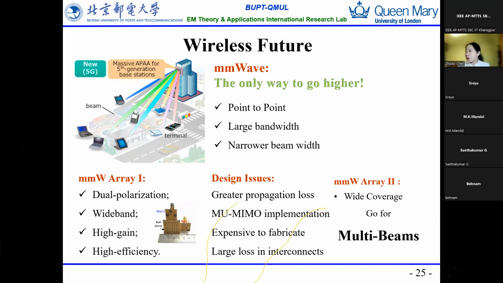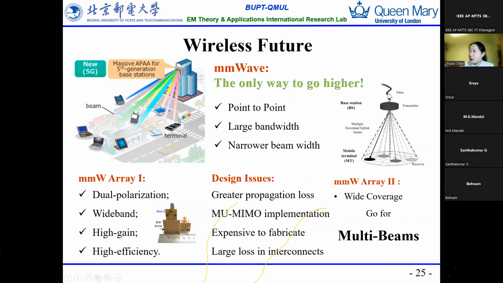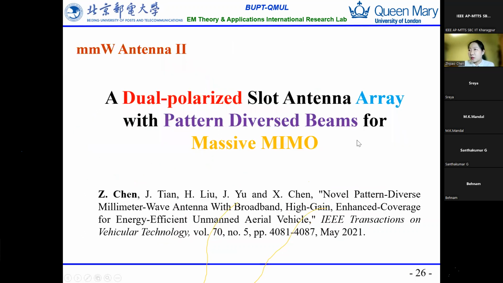So what's the scenario? I'm thinking about our wireless future, where we can design a base station like a ceiling-mounted one, and it will map a coverage with high gain beams, and these beams are joined with each other to achieve seamless coverage. So the next design is a dual polarized slot antenna array with pattern diverse beams for massive MIMO.